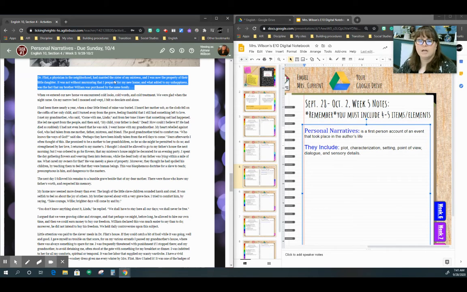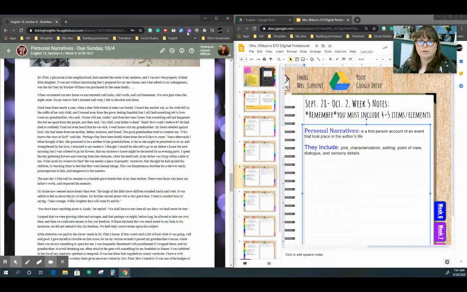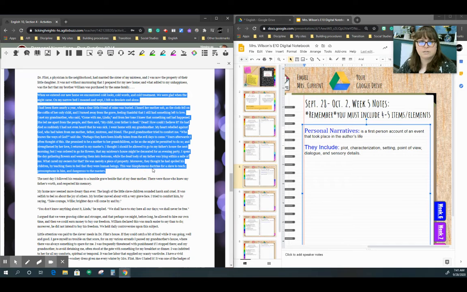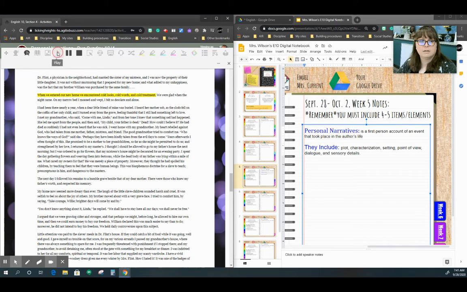Little sidebar. If you're struggling to read these, remember you have that Read&Write extension. If you clicked here, you could turn this on and you have these lovely highlighter features. So if we selected this text and hit play.